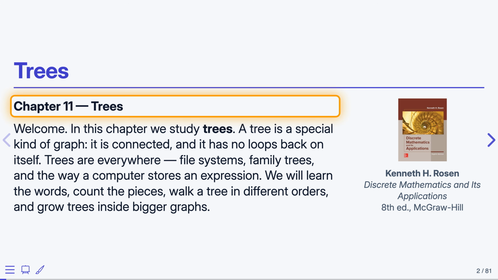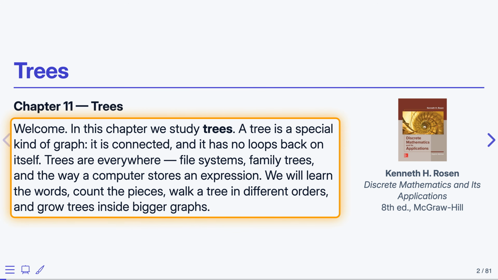Hello and welcome. This is chapter 11 and it is about trees. A tree is a special kind of graph. It is connected so you can get from any dot to any other dot. And it has no simple circuit, so no path loops back to where it started. You already know graphs, so trees will feel familiar. We will learn the words, count the parts, walk a tree in 3 orders, and grow a tree inside a bigger graph.